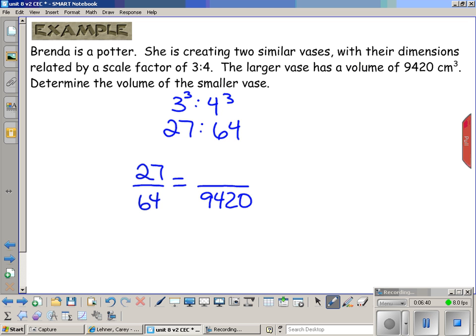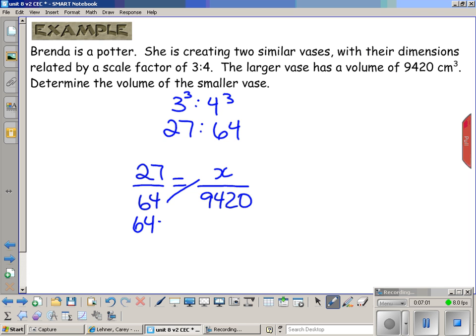So make sure you set the proportion up so that the smaller objects are in the same area of the proportion, so either both in the top or both in the bottom, and the larger are both in the same relative positions. So in this case, we're going the smaller vase over the larger vase. We want to determine the volume of the smaller vase.